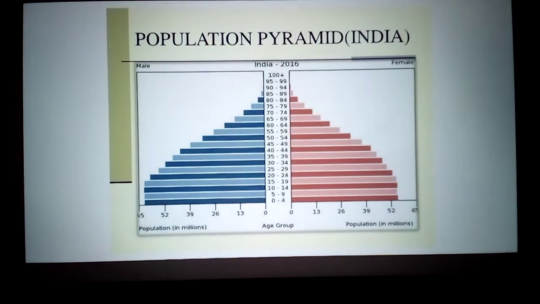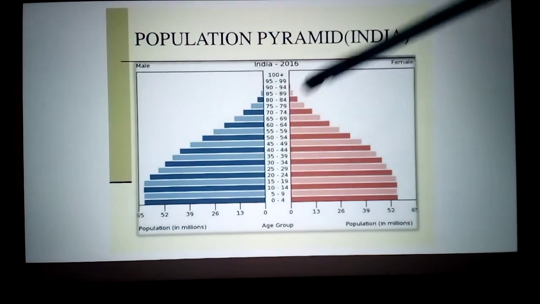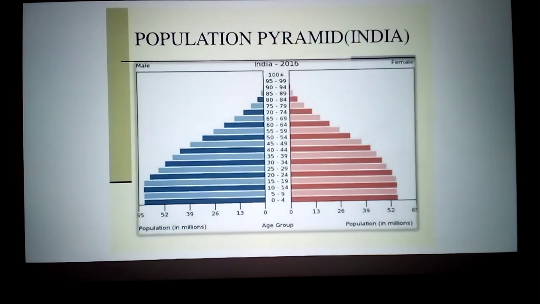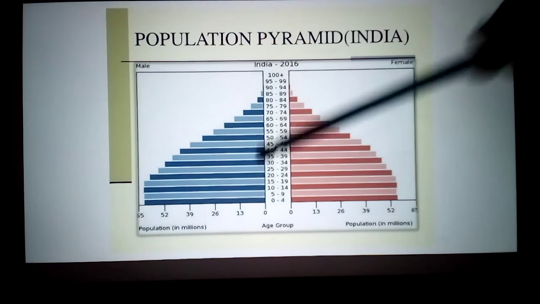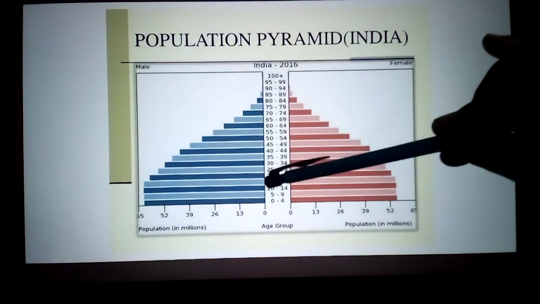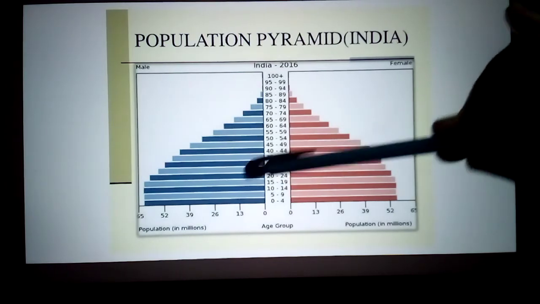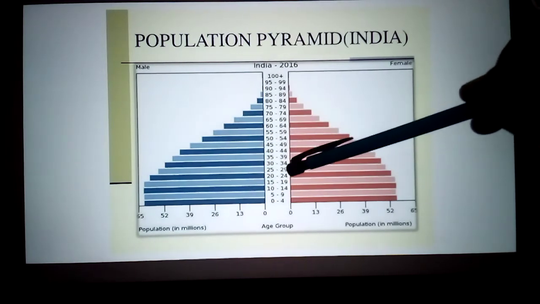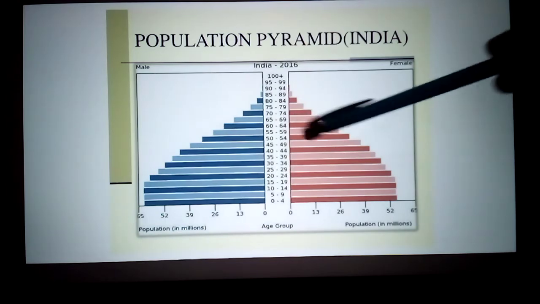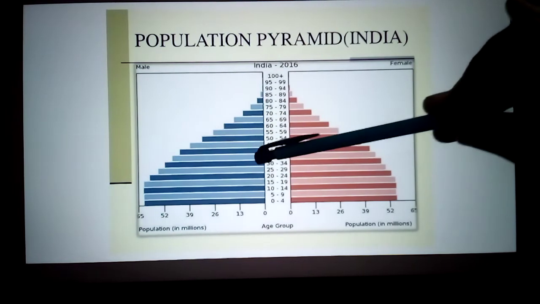So in a population pyramid, they are showing the total population divided into different age groups, and they are divided into female and male population. In each group, here 0 to 17, female is there, male is there. Next, 18 to 65, female is there, male is there. In each age group, female and male are there.